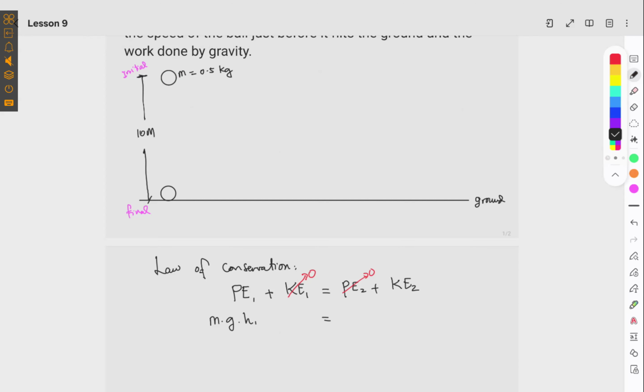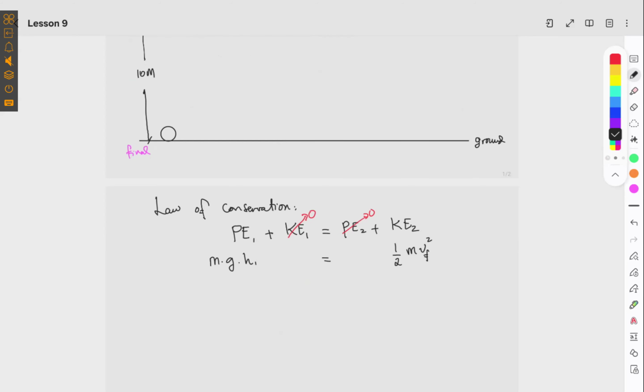This is the formula for kinetic energy: one half mass times the final velocity squared. In this case, let's call this velocity number 2, the final one, instead of initial, to avoid confusion. So m v final squared.